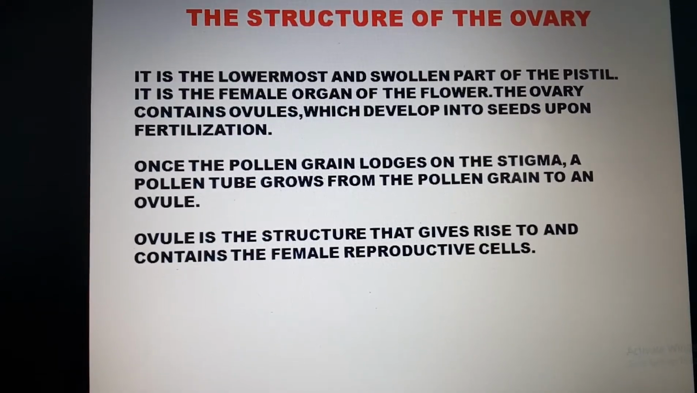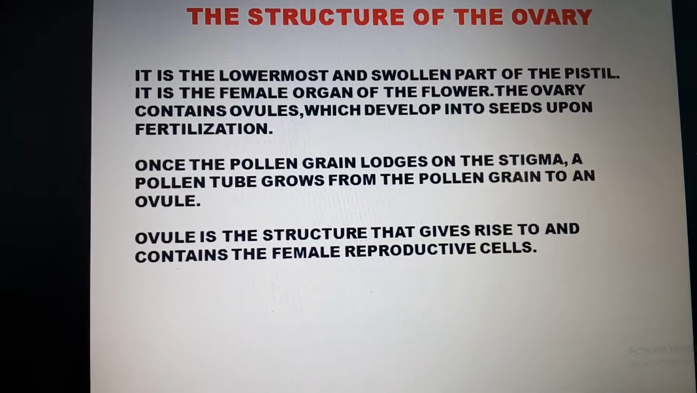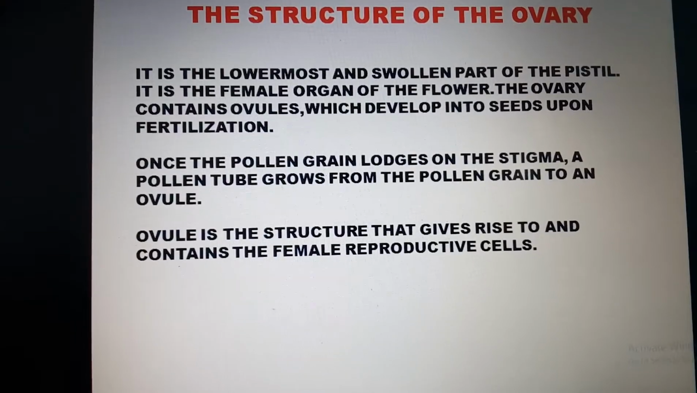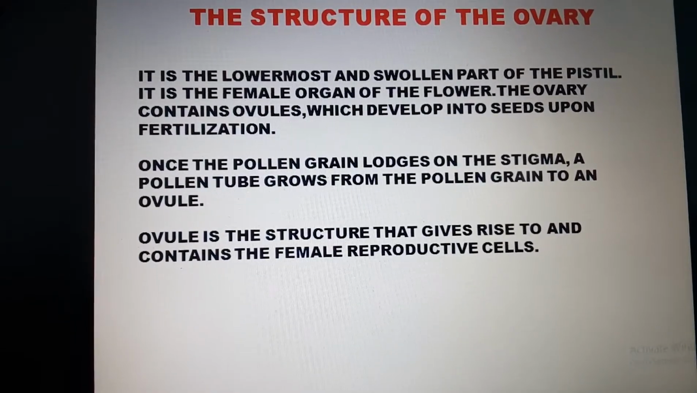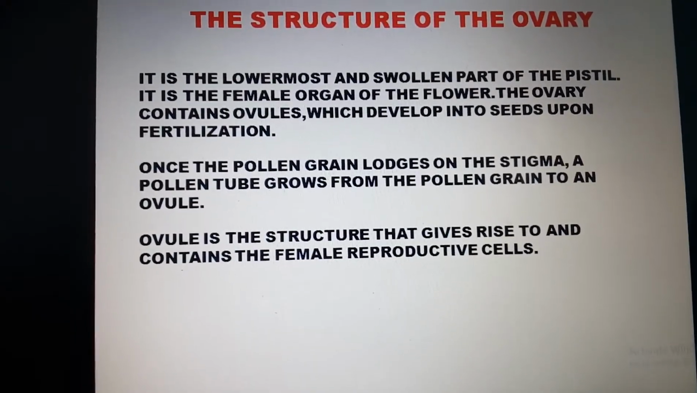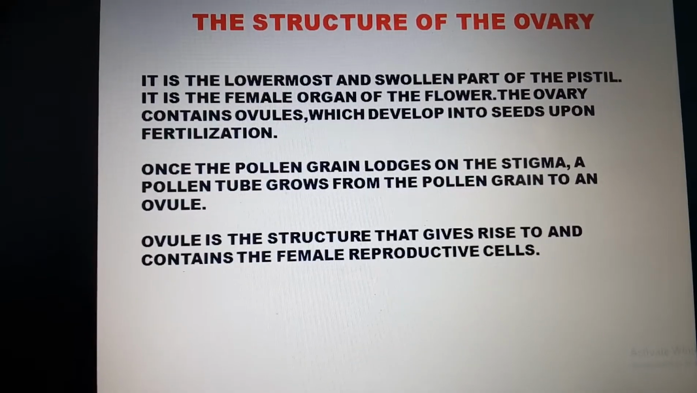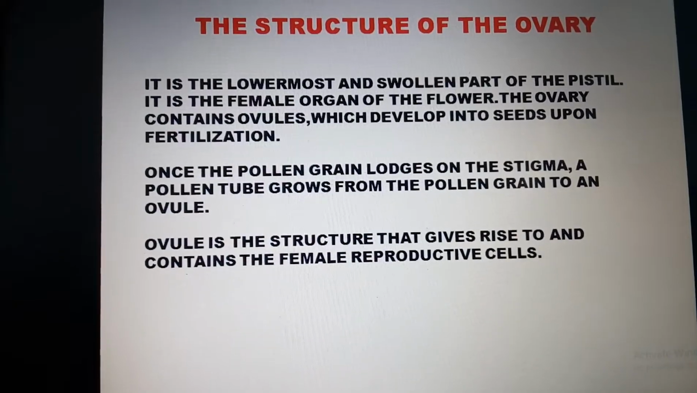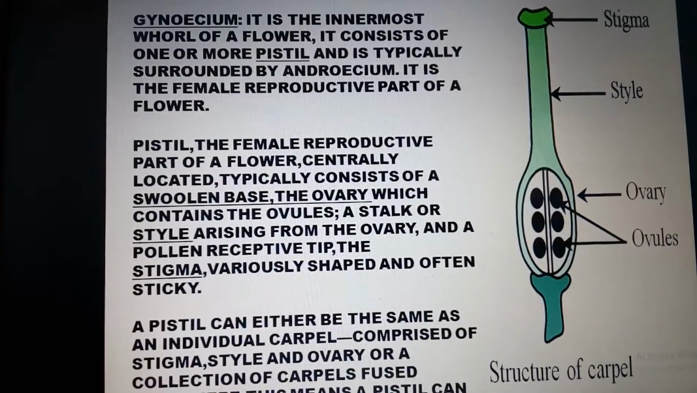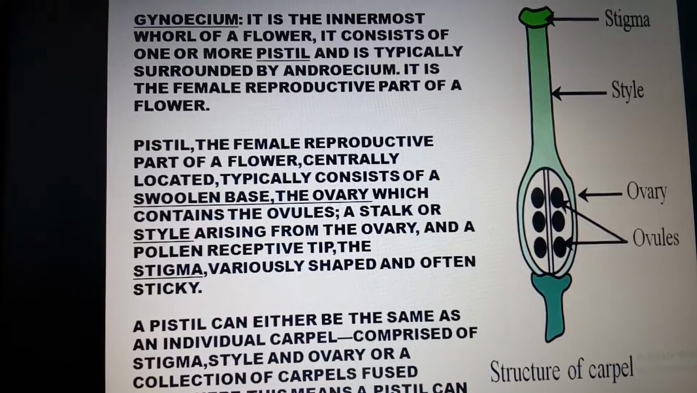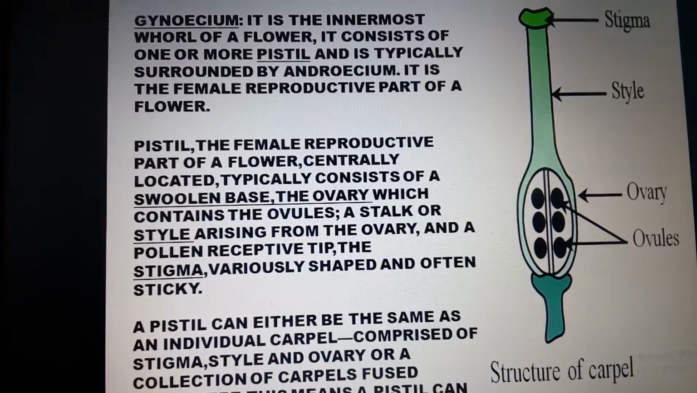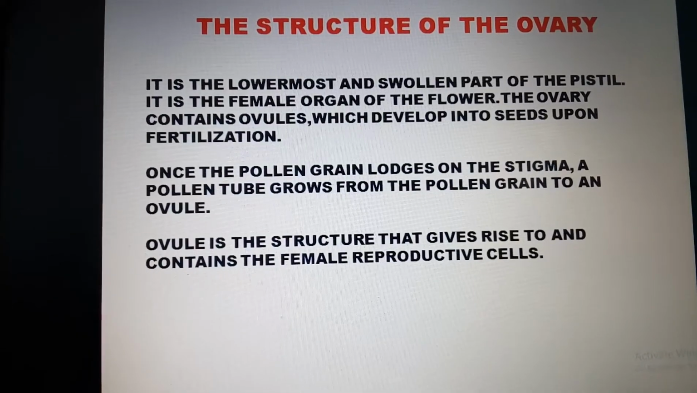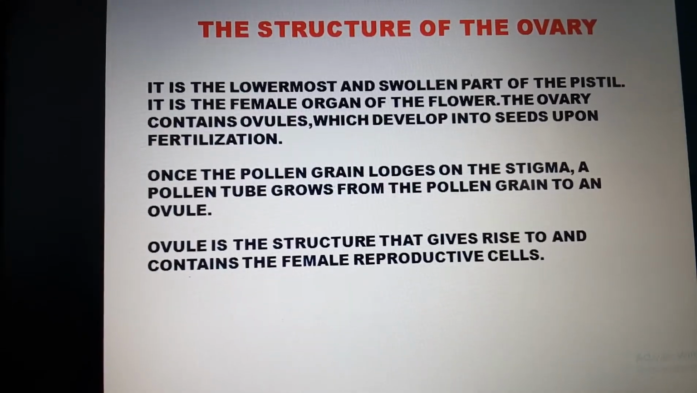So what does the ovary contain? It contains the ovule. What is the function of the ovule? It develops into the seeds upon fertilization. Once the pollen grain lodges on the stigma, stigma means a part. In the last class, if you can remember, the topmost part is the stigma, where the pollen grain comes and attaches itself.